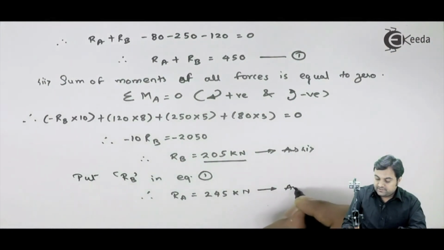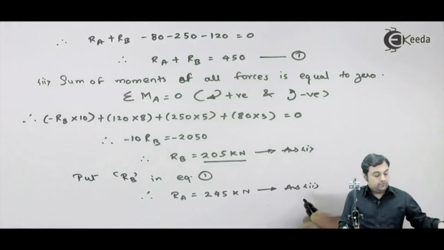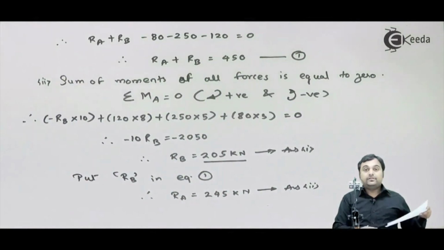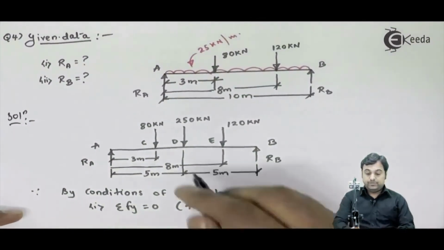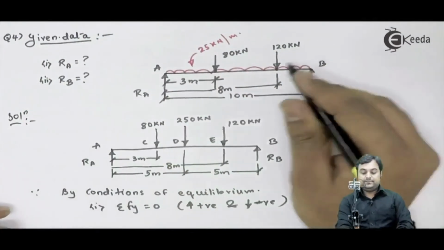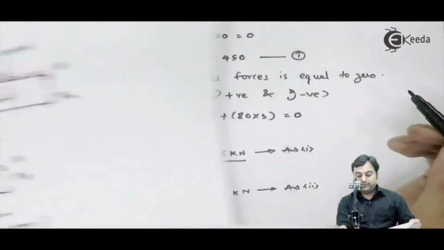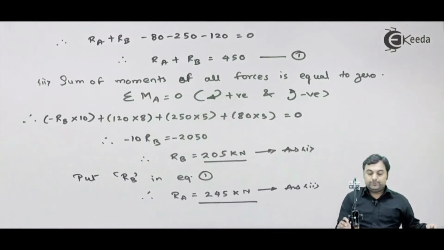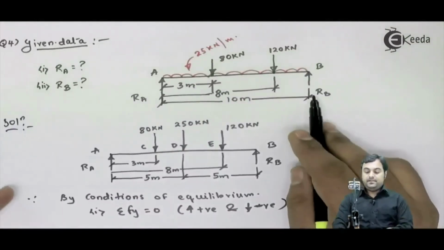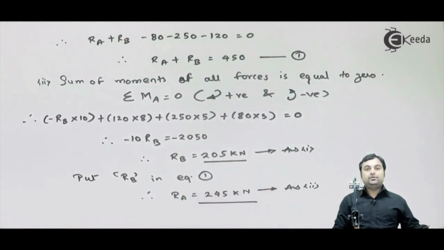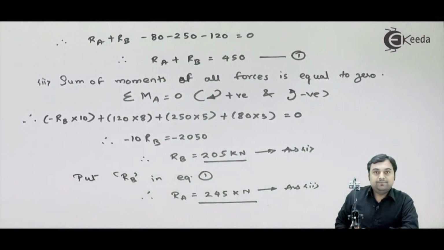That's my second answer. So if we look into this question, there were two things asked. To calculate reaction at A, reaction at B. Reaction at A, we have found the value 245 kilonewton. Reaction at B, the answer is 205 kilonewton. And with this, we complete this question.